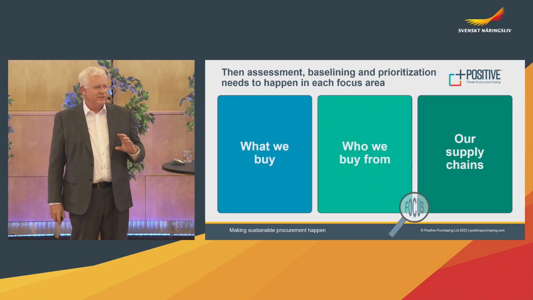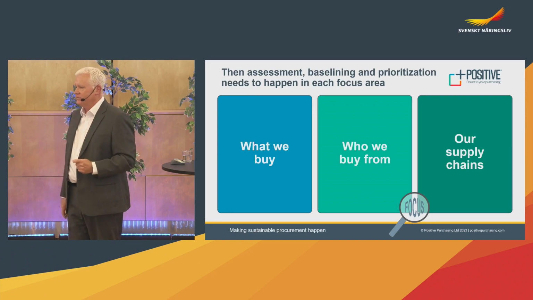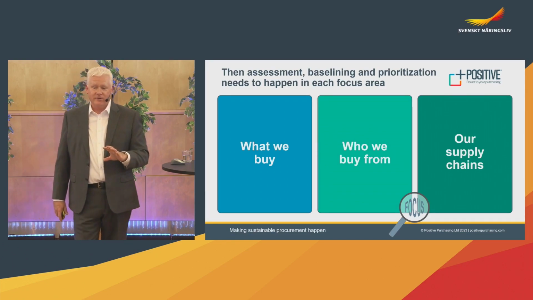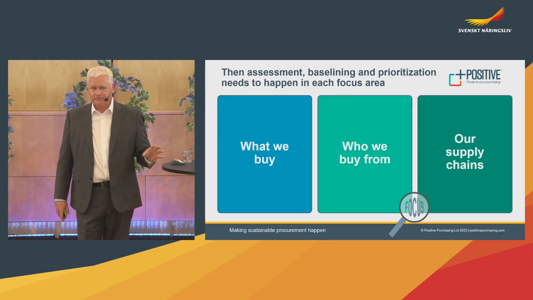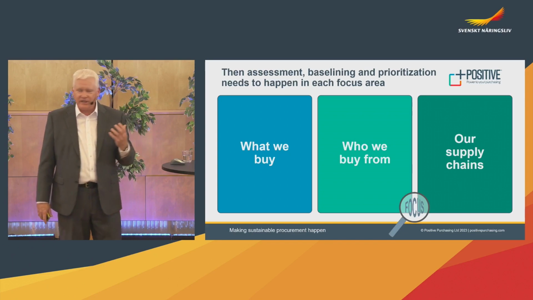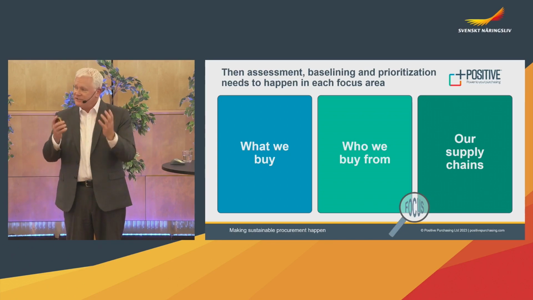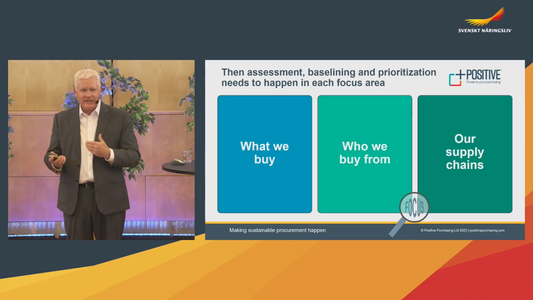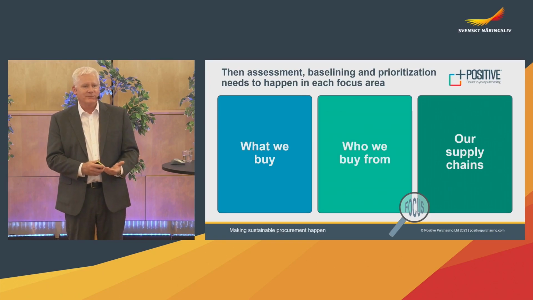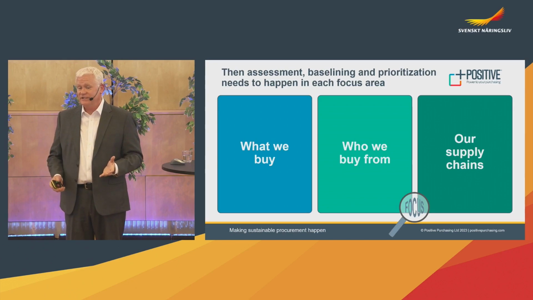Because what we need to do, once we've got our procurement goals, is focus on three things: what we buy, who we buy from, and our supply chains. Each of these three needs a slightly different approach. If we're thinking about category management, it's all part of the same thing, but actually this is part of supplier relationship management, this is part of supply chain management, it's part of good strategic procurement.